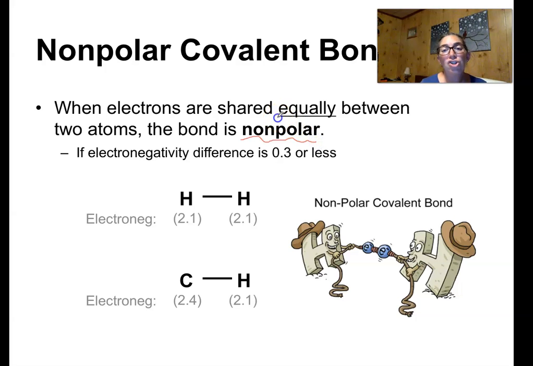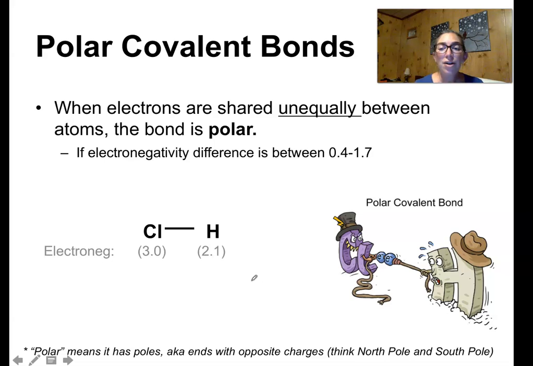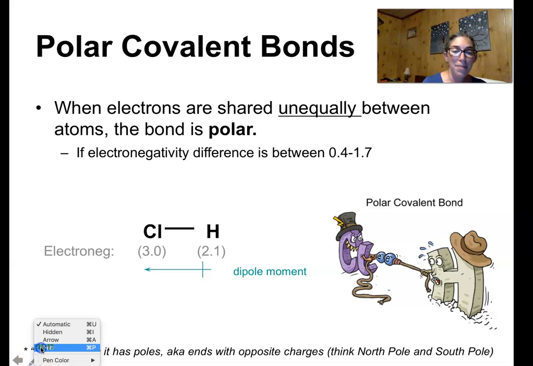Nonpolar bonds share electrons equally. They have roughly equal electronegativities, or the difference between the electronegativities is 0.3 or less, like we see with carbon and hydrogen. Polar covalent bonds involve some hogging. So chlorine and hydrogen are not sharing equally. There's a 0.9 difference between their electronegativity values. Chlorine is quite a bit stronger than hydrogen, and so chlorine hogs those electrons. The electrons end up being pulled towards the chlorine atom.